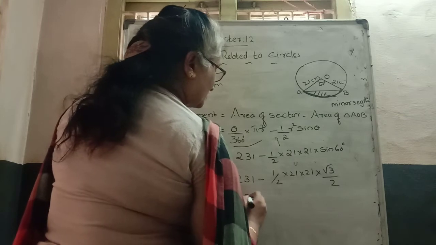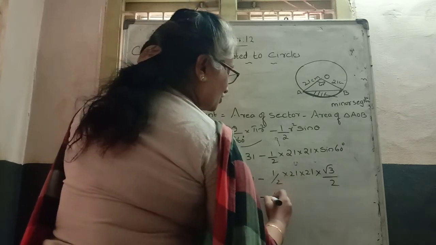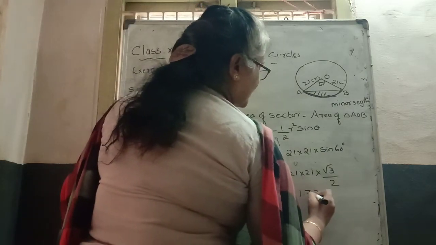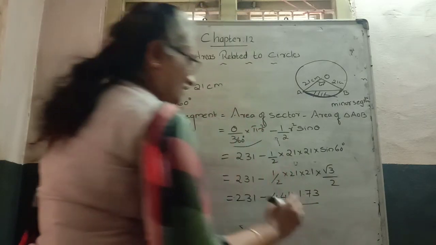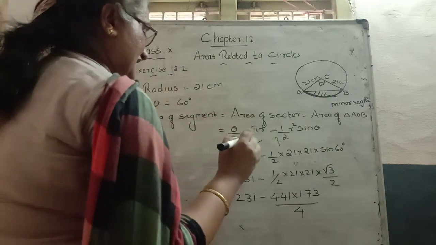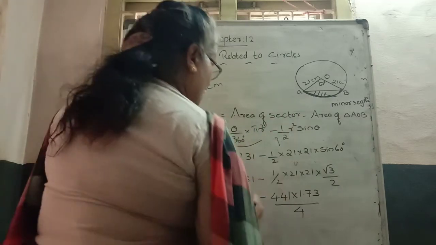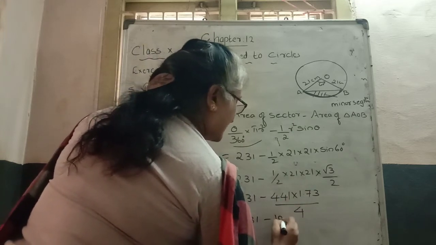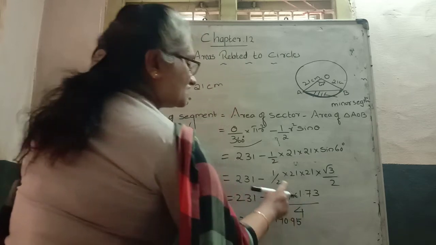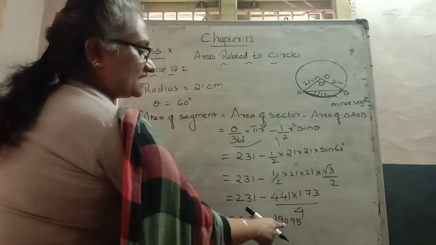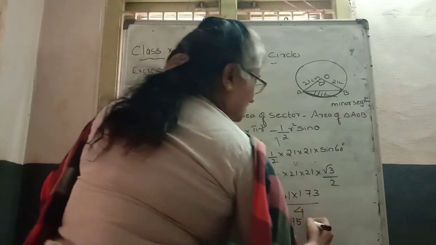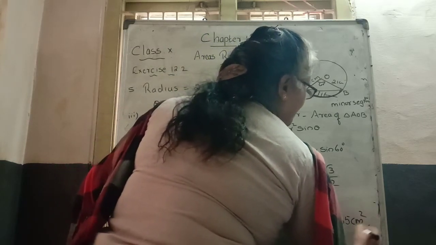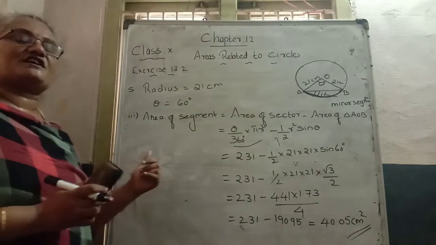Again calculation: 231 minus 21 into 21 comes to be 441. Root 3 value become 1.73, substitute. 2 2s are how much? 4 is the answer. Then that value substitute and multiply and divide with 4, you get 190.95. When you do the subtraction, the final answer becomes 40.05 centimeter square.